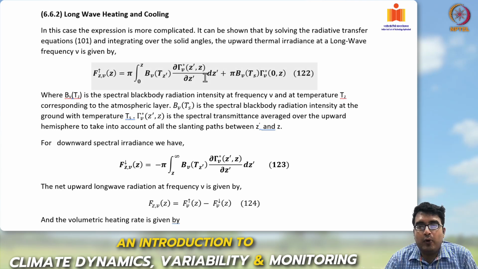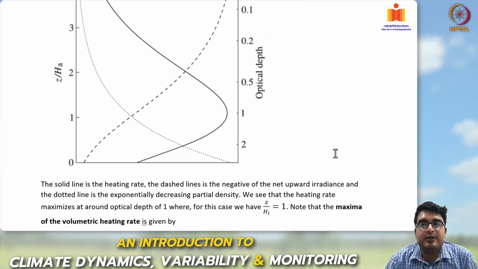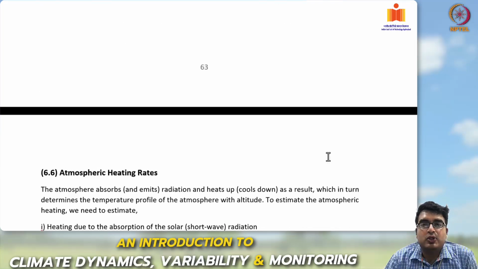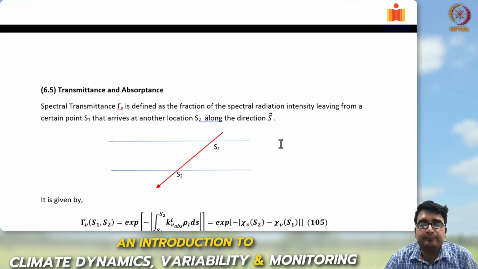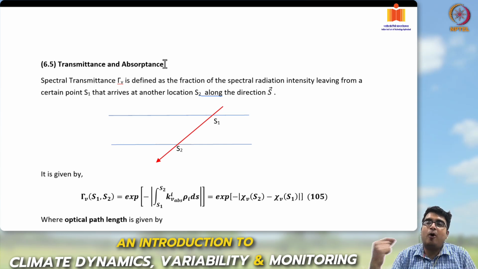Before we go into this expression, let me quickly go over something that I missed in the previous class so that you know what the expressions mean. So here is an expression of transmittance and absorptance. We have discussed optical depth and optical path length. Transmittance and absorptance are very closely related to these two concepts as well.